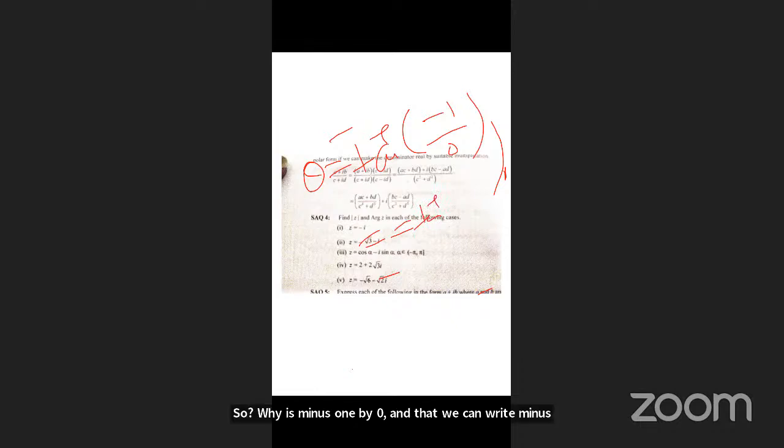Okay. Now let us see. What is theta? Theta equal to tan inverse of y by x. So theta becomes tan inverse of y by x, where y is minus 1 and x is 0, so we can write minus tan inverse of 1 by 0. That is infinity.